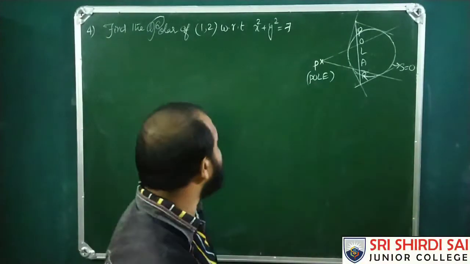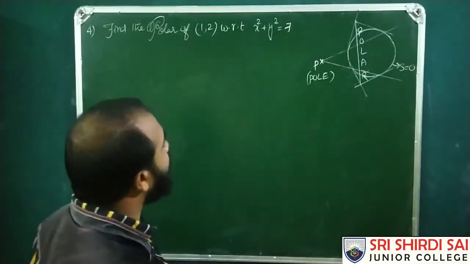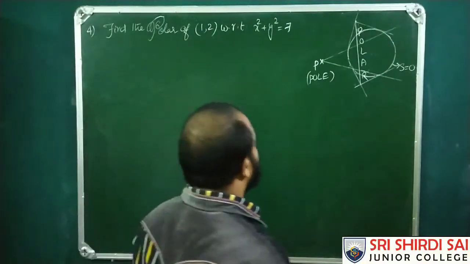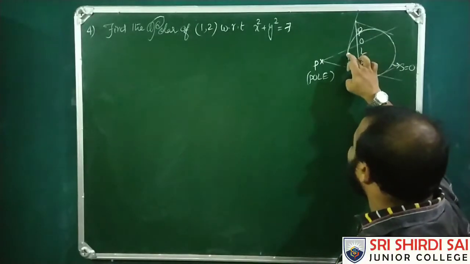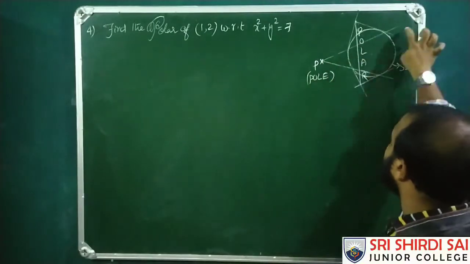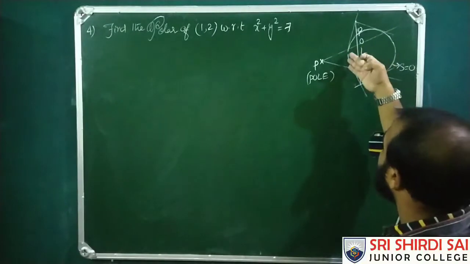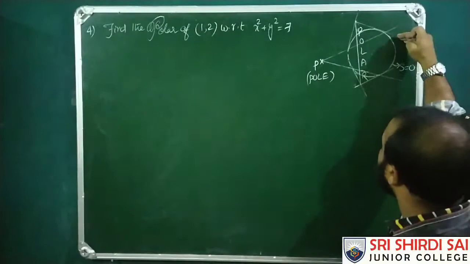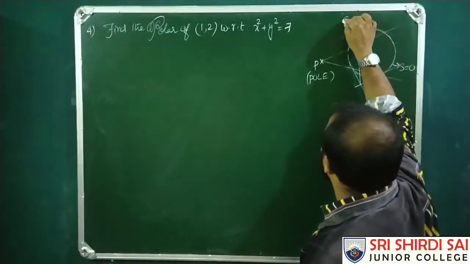The next question is, find the polar of P with respect to the circle. What is the polar? We have already discussed it, but again I am telling you. The locus of the point of intersection of the tangents drawn at the extremities of the chord. For example, from P, this is a secant line and this is a chord. From the extremities of this chord I have drawn a tangent, and from the other extremity of the same chord I have drawn another tangent. Let us suppose that they meet at this point Q.